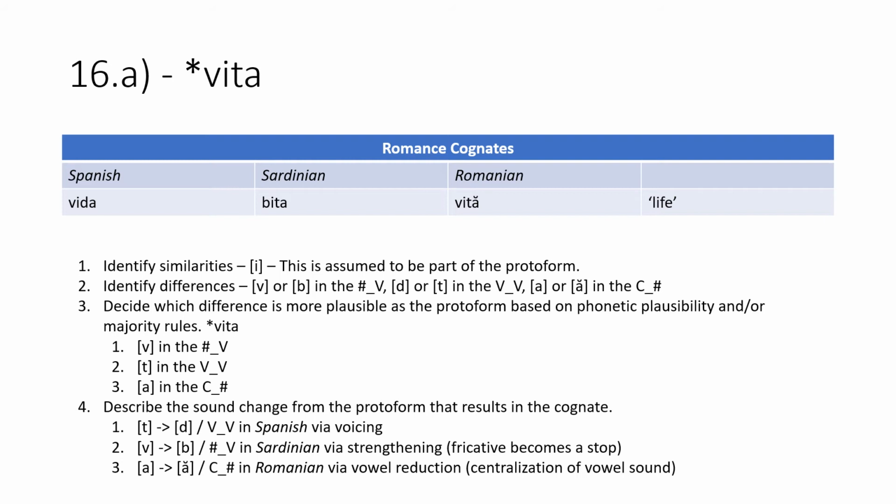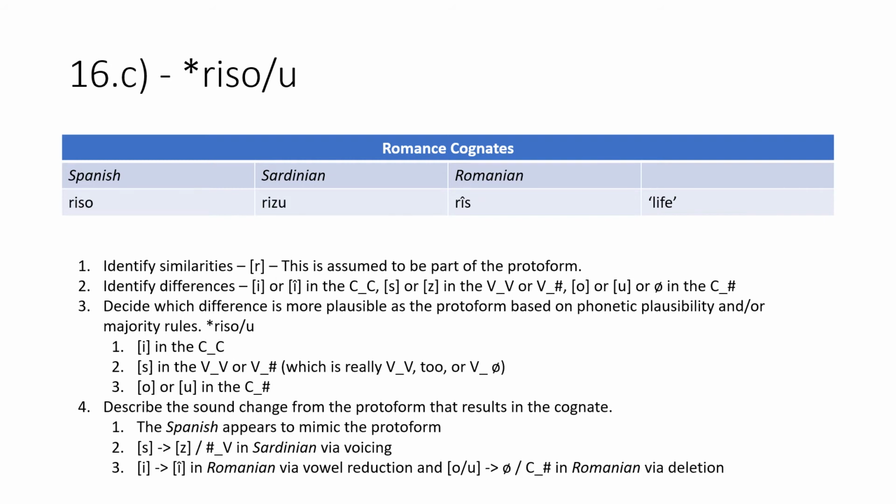Okay, let's look at another example. B is actually covered in the textbook in the same section 7. So if you want to look at that for another example or another explanation, you can do that. So let's look at C. Here in C we have Spanish riso, Sardinian ritsu, and Romanian ris.